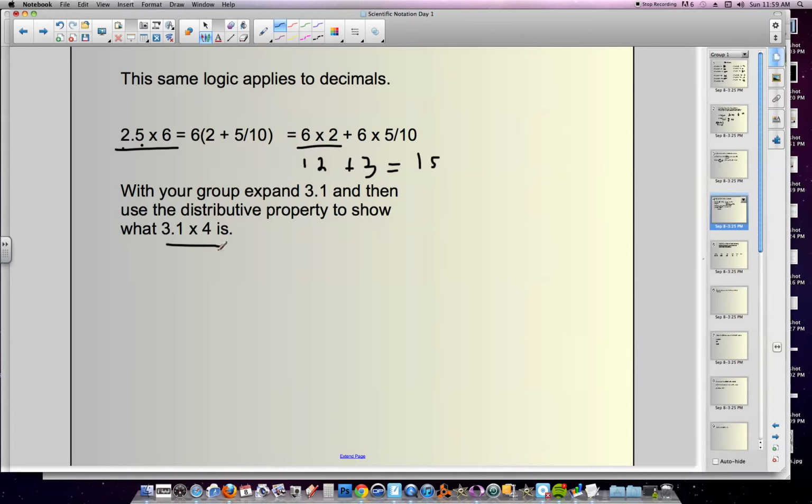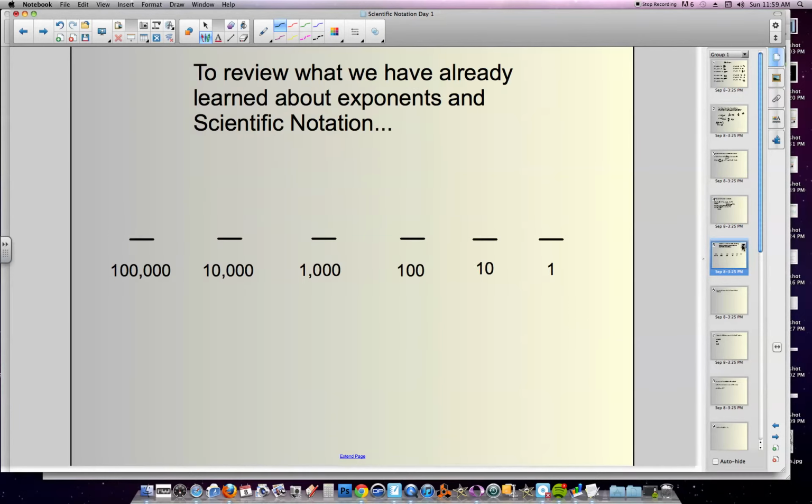I would implore you to pause the screen and kind of do the same thing here. Figure out, this is 3 plus 1 over 10, and multiply both of those by 4 and see what you get. All right, so back, this is just our place value, right?